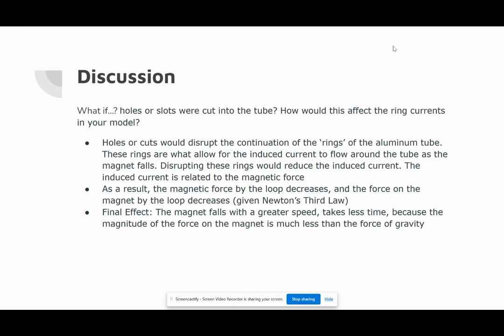The induced current is related to the magnetic force. As a result, the magnetic force by the loop decreases, and the force on the magnet by the loop decreases given Newton's third law. So our final effect would be that the magnet falls with a greater speed, taking less time, because the magnitude of the force on the magnet is much less than the force of gravity.